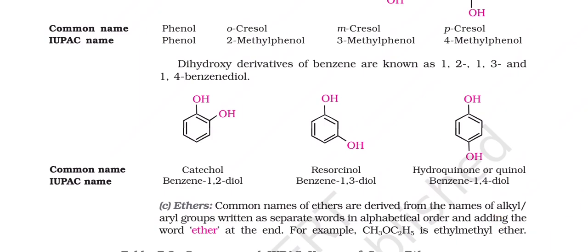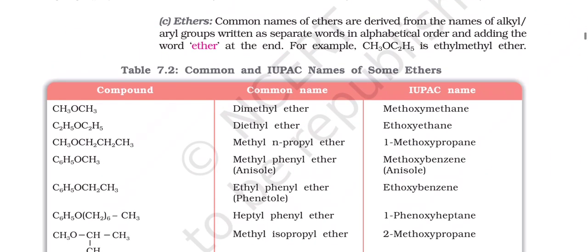In the IUPAC names, dihydroxy derivatives of benzene are known as 1,2-, 1,3- and 1,4-benzenediol.